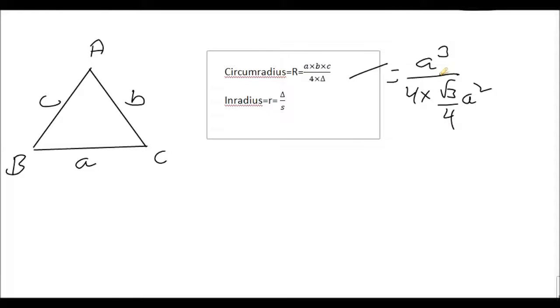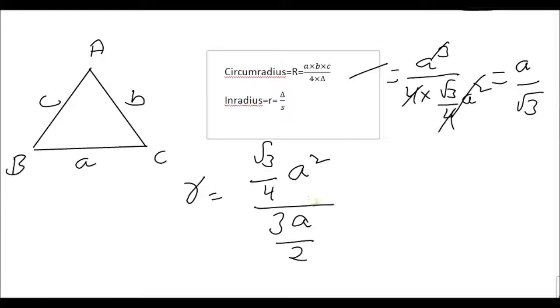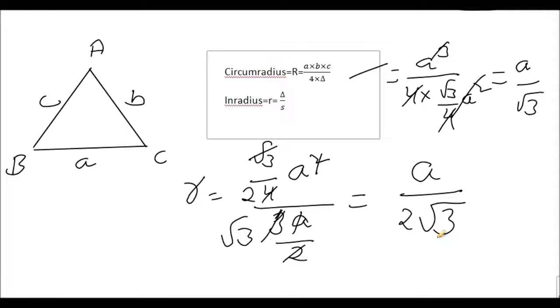So a into b into c, all are a only, gives a cube by 4 into root 3 by 4 a square. Cancelling them, it is a by root 3. For an equilateral triangle, capital R is equal to a by root 3. You need to remember this from the exam point of view. To find the inradius, delta is root 3 by 4 a square for an equilateral triangle, whereas s is a plus b plus c by 2, which gives 3a by 2. So the inradius is a by 2 root 3. This is a by root 3, and this is a by 2 root 3.